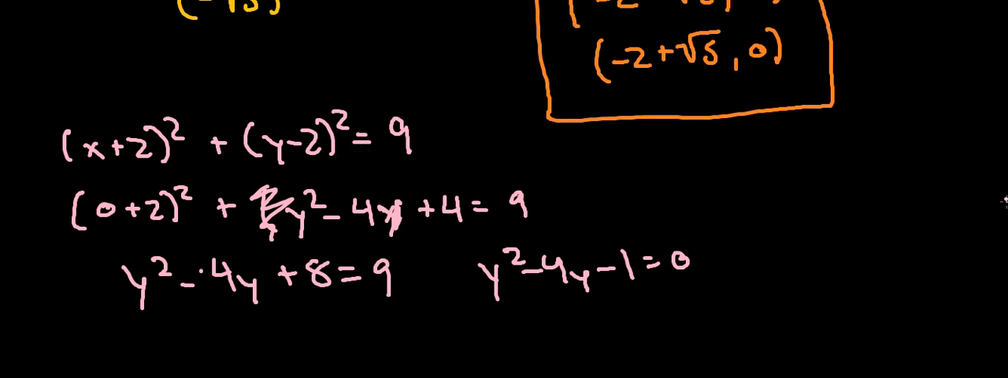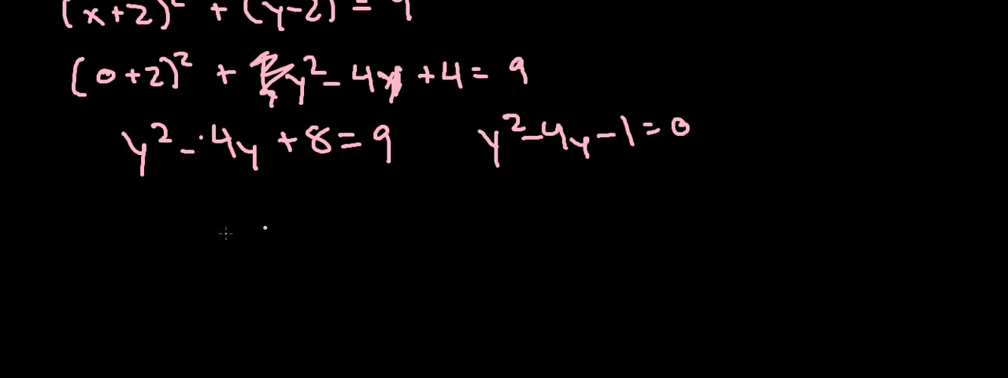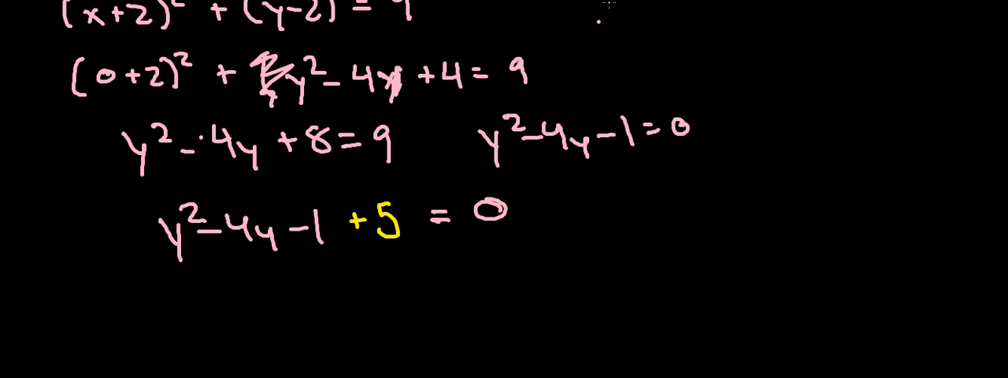So again, we need to complete the square. So y squared minus 4y minus 1. And I'll do it in a different color again, just to make sure everyone knows that I'm completing the square. So plus 5 is needed to complete the square. Is equal to 0 and plus 5 again. So we're going to get y squared minus 4y plus 4 is equal to 5.